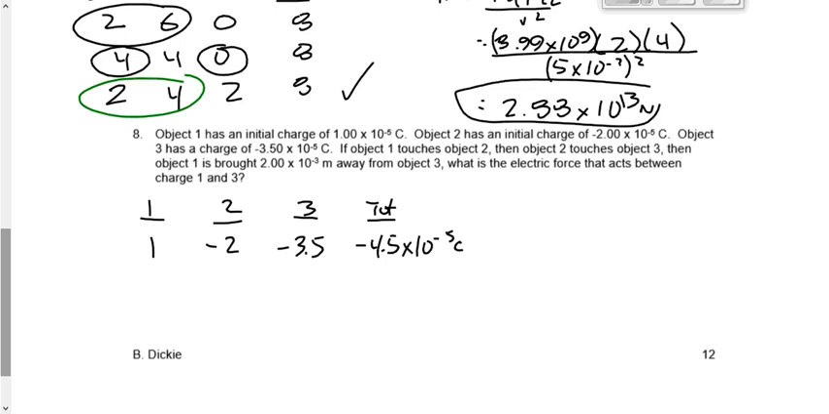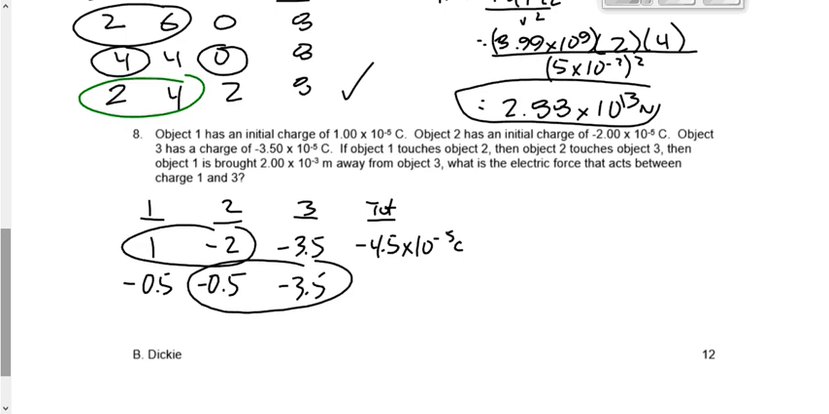All right, what does it say here? 1 touches 2. 1 and negative 2 balance out to be what? Negative 0.5, good. Negative 0.5, really times 10 to the minus 5, right? We'll worry about that later on. And then it should say they're separated. Then it says 2 touches 3. Negative 0.5 and negative 3.5. Add them up, divide by 2. It gives me negative 2 and negative 2.